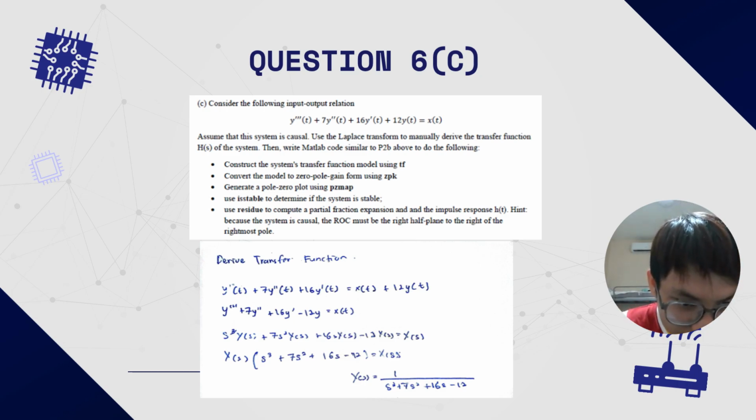s cubed Y(s) plus 7s squared Y(s) plus 16s Y(s) minus 12 Y(s) equal to X(s). Y(s) times (s cubed plus 7s squared plus 16s minus 12) equal to X(s), and H(s) equal to 1 over (s cubed plus 7s squared plus 16s minus 12).